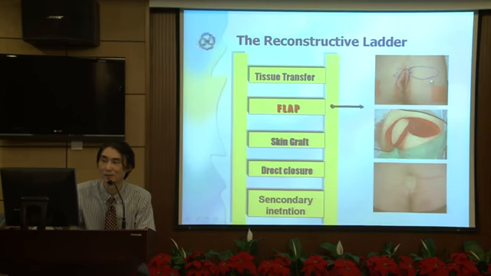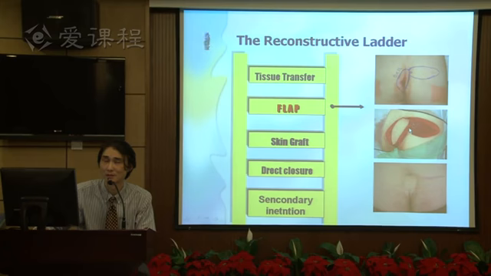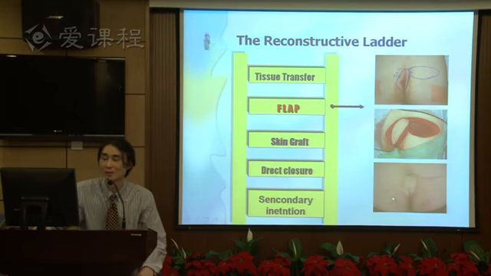This is a case of the flap. This is the island flap. This flap can repair this skin defect. This is the design of the operation. The skin flap blood supply is here. We raise this flap and transfer it to the defect of the skin. This is just after the operation.